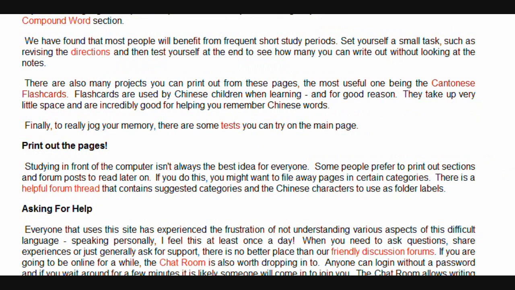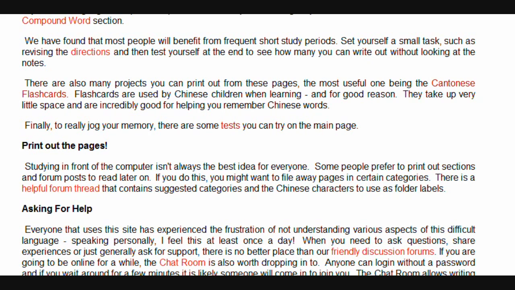We have found that most people will benefit from frequent short study periods. Set yourself a small task such as revising the directions and then test yourself at the end to see how many you can write out without looking at the notes. There are also many projects you can print out from these pages, the most useful one being the Cantonese flashcards. Flashcards are used by Chinese children when learning, and for good reason. They take up very little space and are incredibly good for helping you remember Chinese words. Finally, to really jog your memory, there are some tests you can try on the main page.